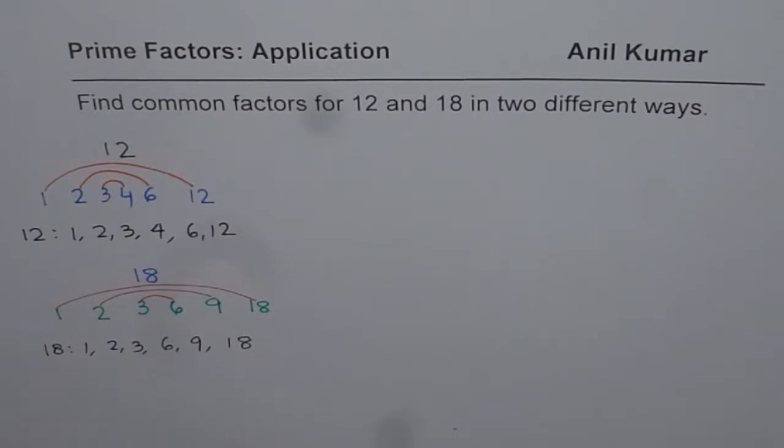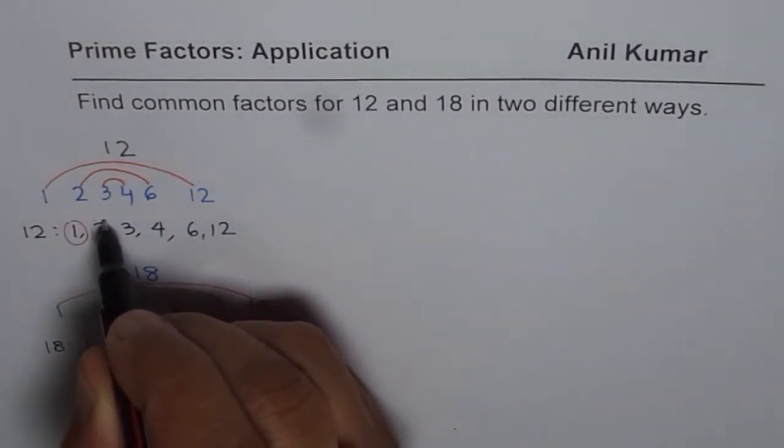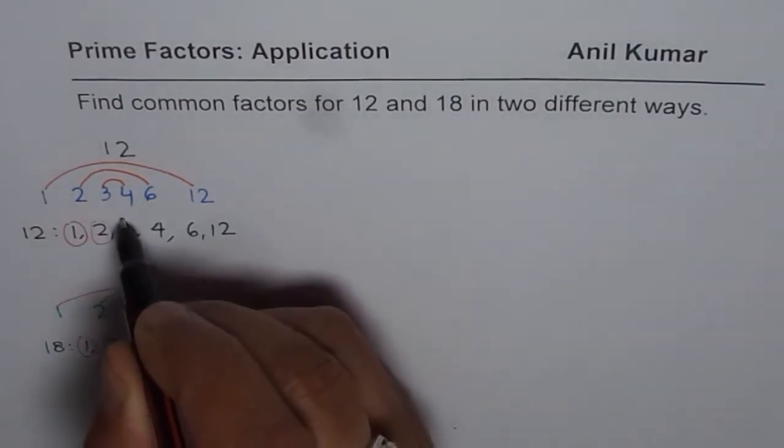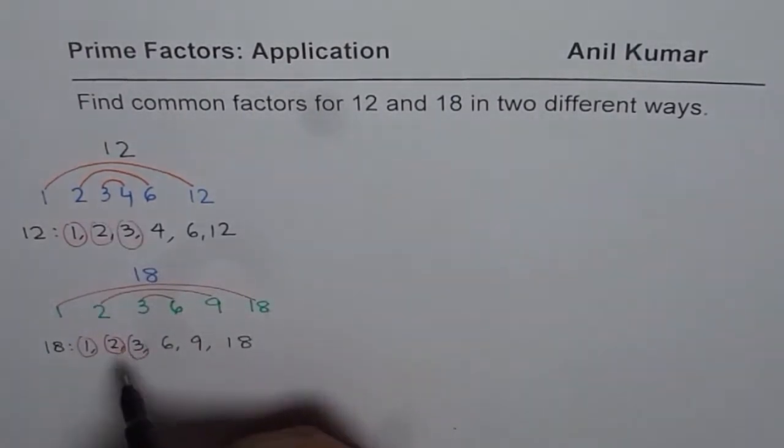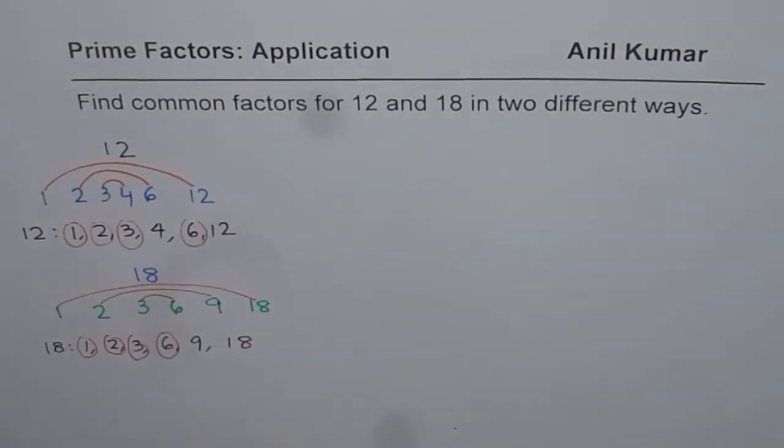Now we are talking about common factors. So what are common factors of 12 and 18? Let us circle them. So we know 1 is common in both the groups, correct? 2 is common. 3 is common, okay. 6 is also common, right? So we get 4 common factors between 12 and 18. So that is our answer.